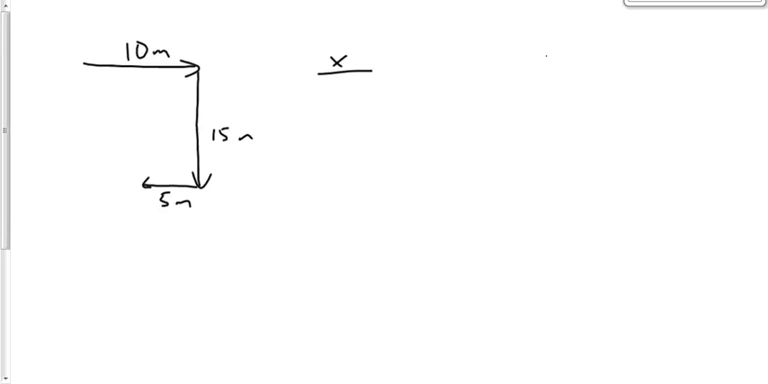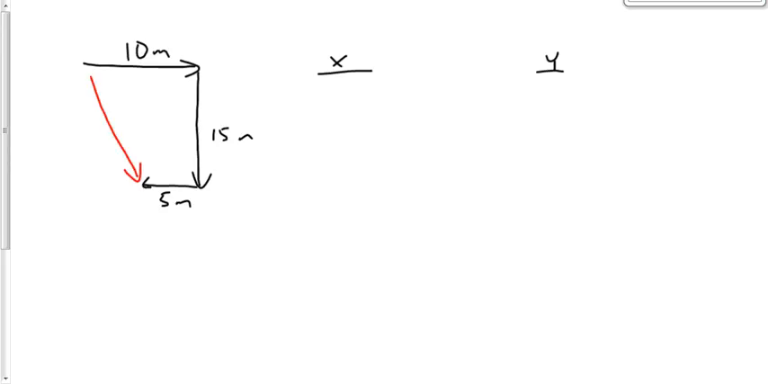So for example, maybe we have one like this that's 10 meters, one like this that's 15 meters, and then we have another one like this that's 5 meters. We're going to break it up into x and y components. Remember the goal. What's the goal? Right angle triangle, right? Right angle triangle vector diagram. We're not there right now. We got to do something to get there.